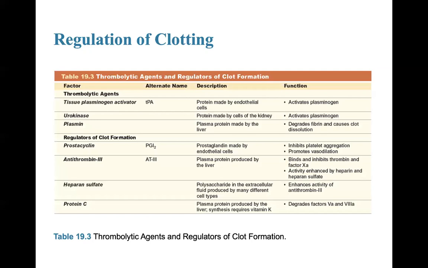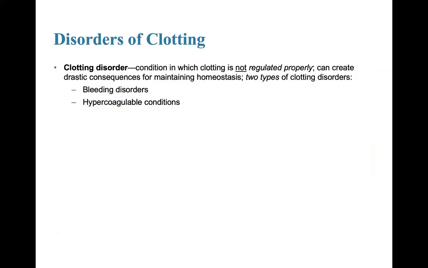Here are some anticoagulants or clot busters. You might have seen some of these. Again, we just talked about TPA, plasmin you might have heard of. Heparin is a very common one. Protein C is another common one. Okay, and again, a lot of these can be administered externally to the patient to sort of prevent any clot formations.